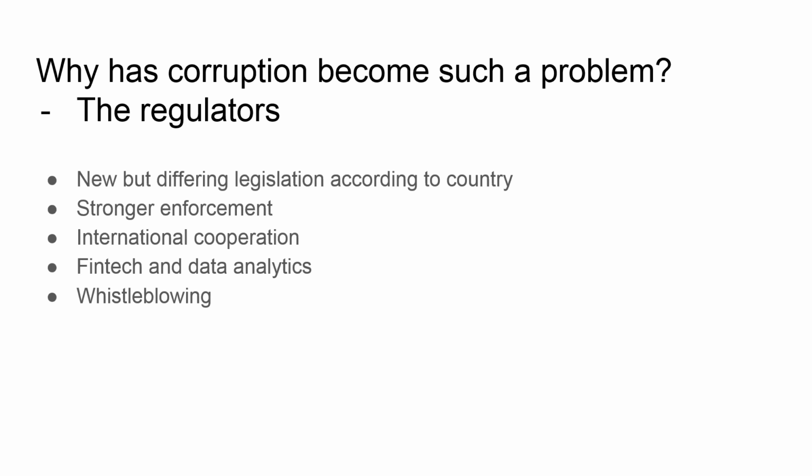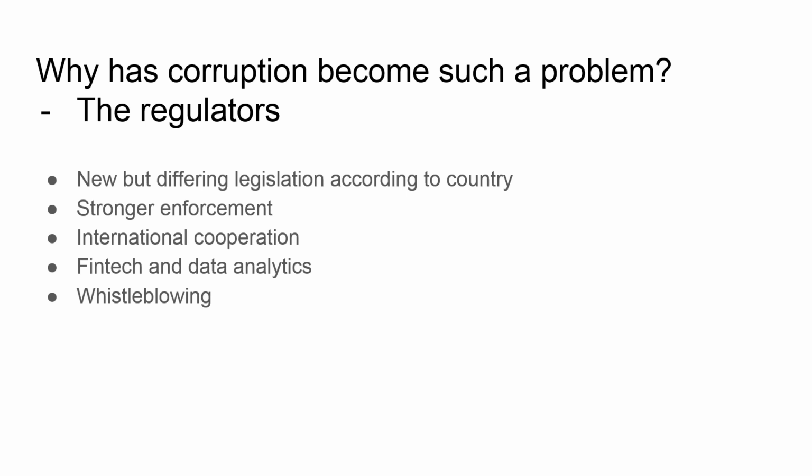Generally speaking, though, for UK companies, you've got to be aware that there's stronger enforcement, there's more international cooperation. Something like the FIFA trials for corruption would never have gone ahead if there hadn't been excellent cooperation between the United States and Switzerland. These things are relatively new phenomena.